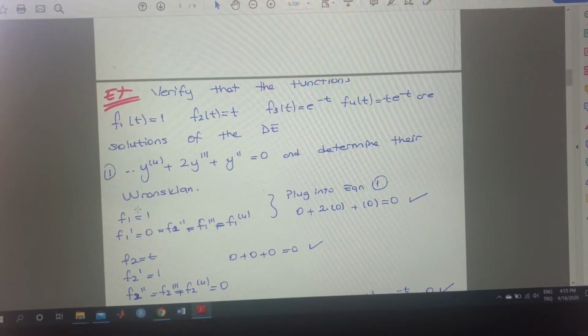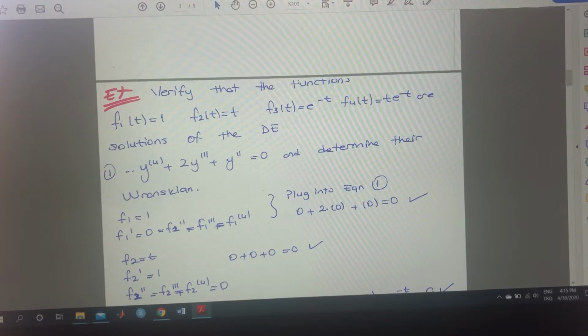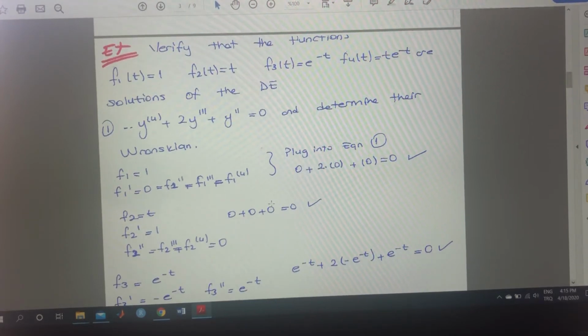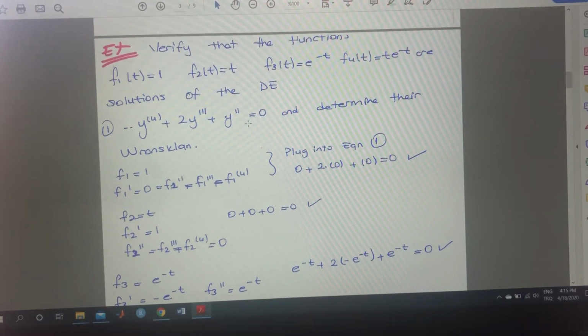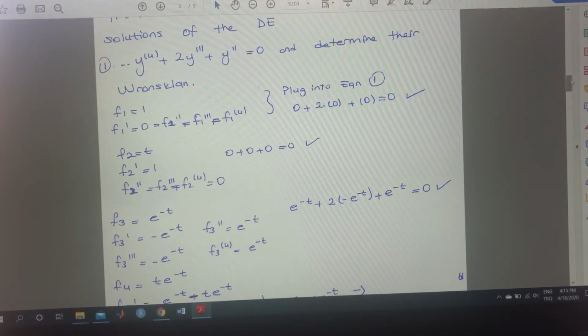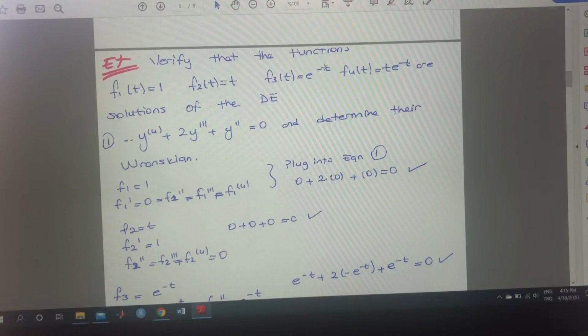So for f1 equals 1, we are taking the first derivative, which is 0, and all other derivatives are 0. If you plug in 0, 0, 0, it will be 0. And for t, again, the first derivative is 1, but all other derivatives will be 0, since there is no first derivative term, so the sum of the zeros will be 0 again. For f3, it was e to the minus t, given here. Don't forget that. This is our f3.